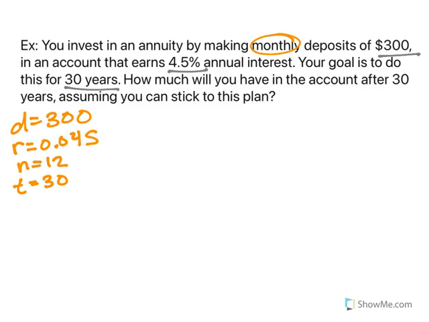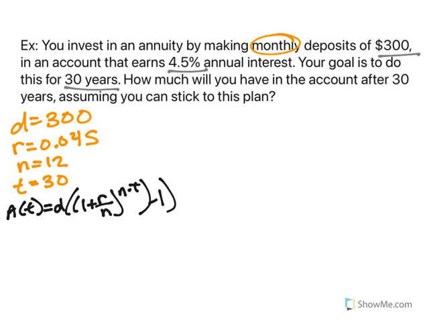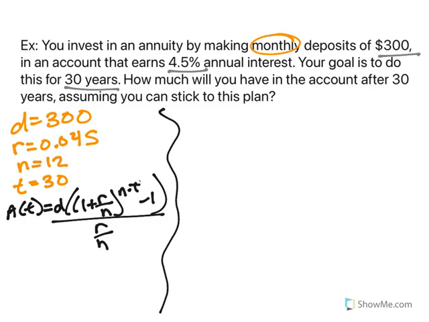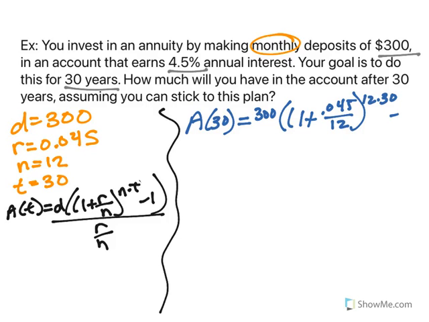Okay, so thinking through our formula, A sub t equals D times 1 plus r over n raised to the n times t, minus 1. Oops, I have an extra parenthesis, please excuse me. Minus 1, all over r over n. Okay, let's plug in what we know. So, A sub 30, that just means A after 30 years. After 30 years, we'll have 300 times 1 plus 0.045 over 12 raised to the 12 times 30 power, minus 1, all over 0.045 divided by 12.